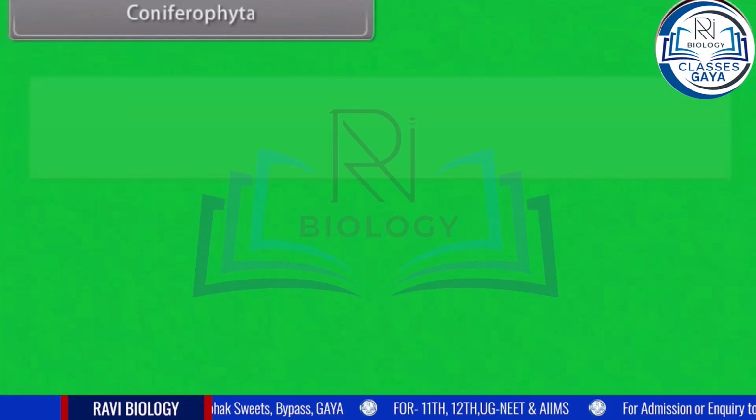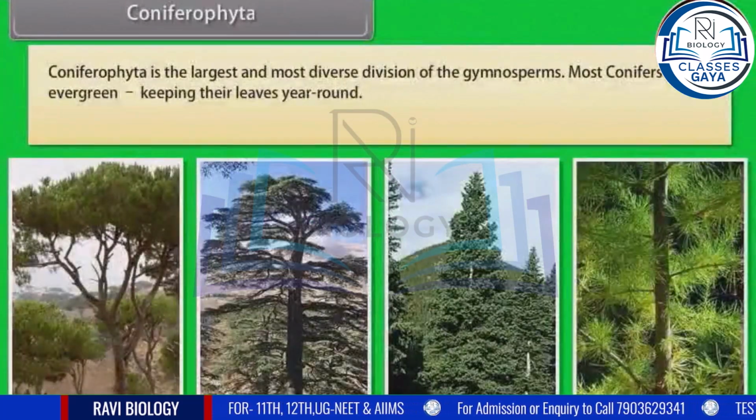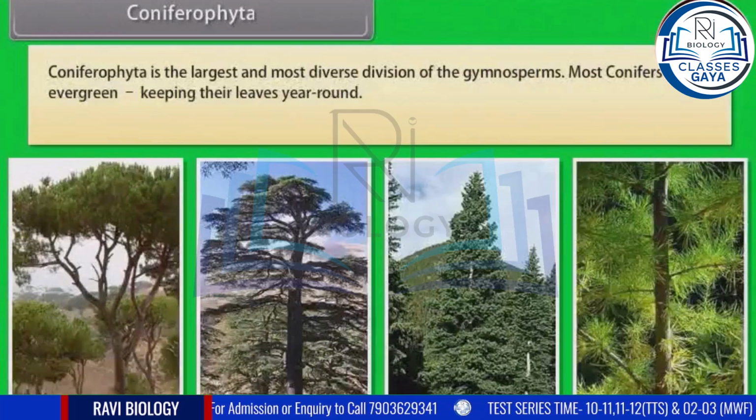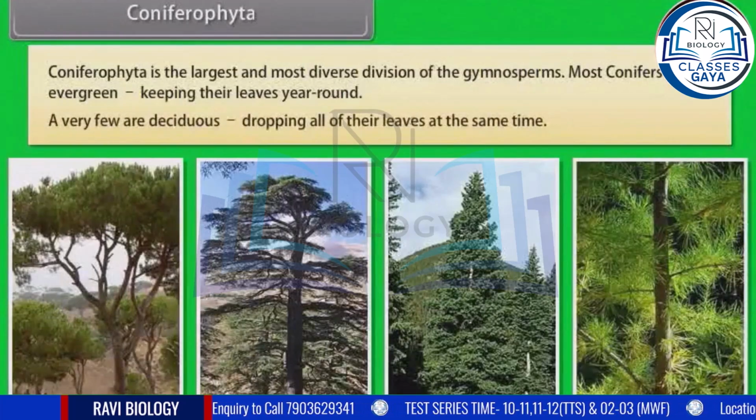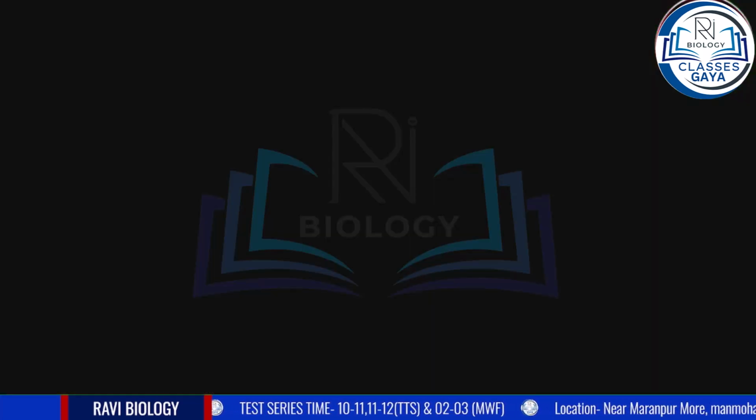Coniferophyta. Coniferophyta is the largest and most diverse division of gymnosperms. Most conifers are evergreen, keeping their leaves year-round. A very few are deciduous, dropping all of their leaves at the same time.